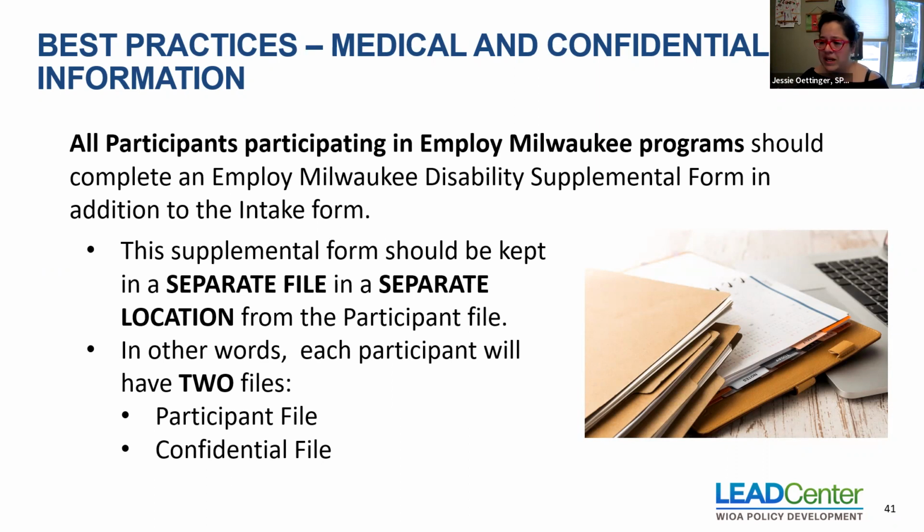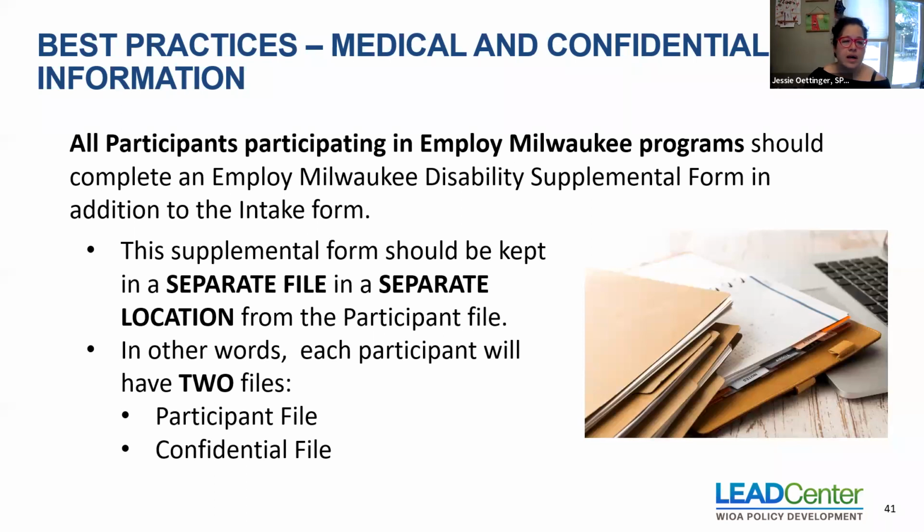So, and I hope I get this right, Carrie is here to correct me and answer questions as well. But there are two forms. You have your participant file that you're keeping and your eligibility and enrollment file, which is covering a lot of the basic information, which also goes into asset. And then you have your Employ Milwaukee Disability Supplement form. That's the information where all of this disability information is kept. And we want to treat this one separately. It goes in a separate file in a separate location because it has more sensitive information. And we're really dealing with a whole new world at that point.